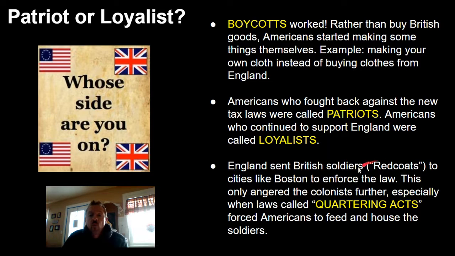And you're going to need to know the difference between those two for your simulation that you play today and tomorrow. Well, with all this trouble going on in the colonies, it's not a surprise that England ended up sending British soldiers, the famous Redcoats, to cities like Boston to enforce the law and make people pay the taxes. But this only angered the colonists further, especially when the British passed these quartering acts. An act is a law, which forced the Americans to feed and house these troops, in some cases literally keeping the troops in local businesses or homes.